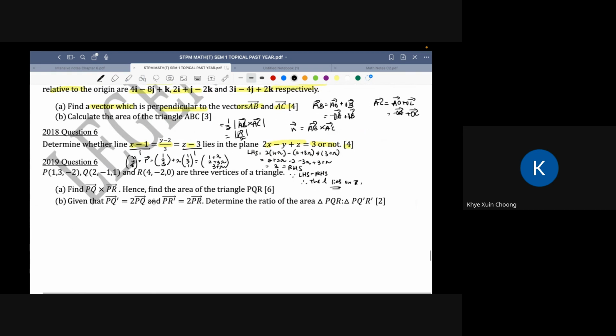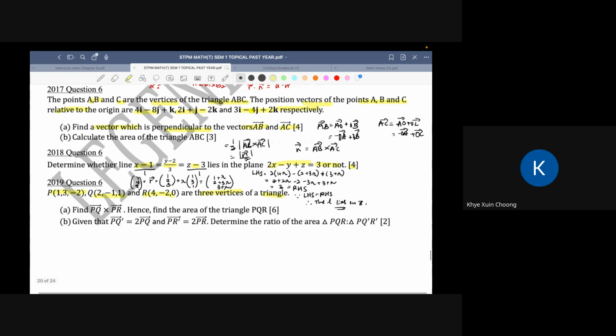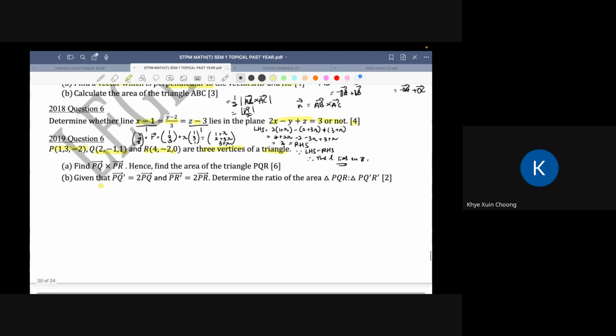Okay, how about 2019? You have 3 points. It is 3 vertices of a triangle, similar to what we got just now. So find PQ cross PR. This is quite straightforward. It already asked you to find PQ cross PR. Hence, find the area of triangle PQR.